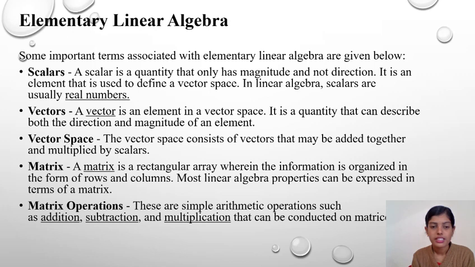Vector space. The vector space consists of vectors that may be added together and multiplied by scalars. Matrix. A matrix is a rectangular array wherein the information is organized in the form of rows and columns. Most linear algebra properties can be expressed in terms of matrix. Matrix operations. These are the simple arithmetic operations such as addition, subtraction, and multiplication that can be conducted on matrices.